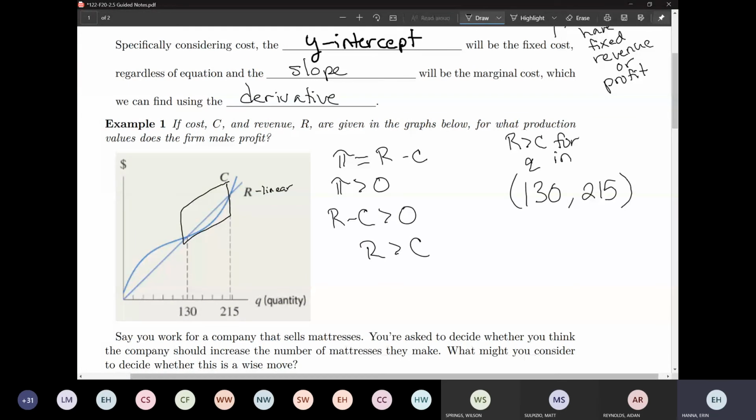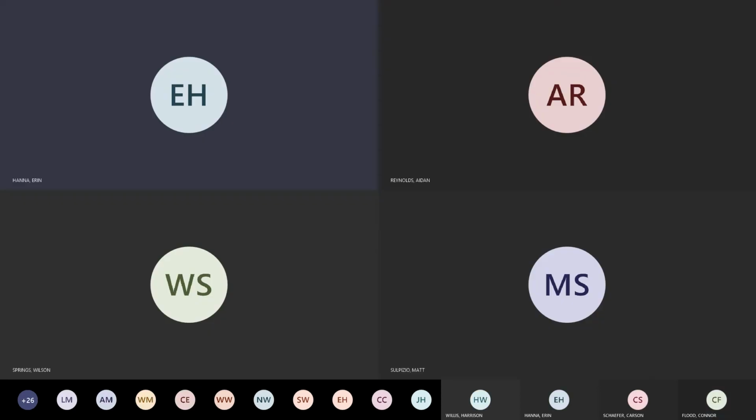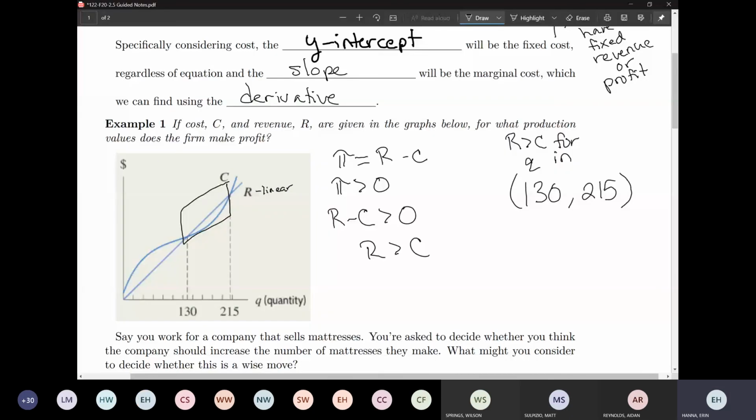Oh, come on, Teams. I'm going to do the horrible thing. Hopefully things don't blow up. Black screen of death. There we go.